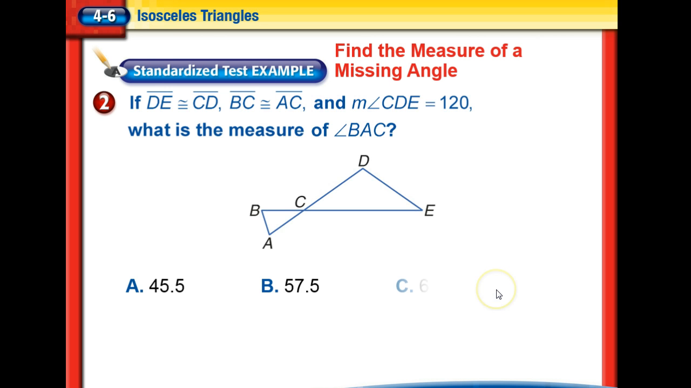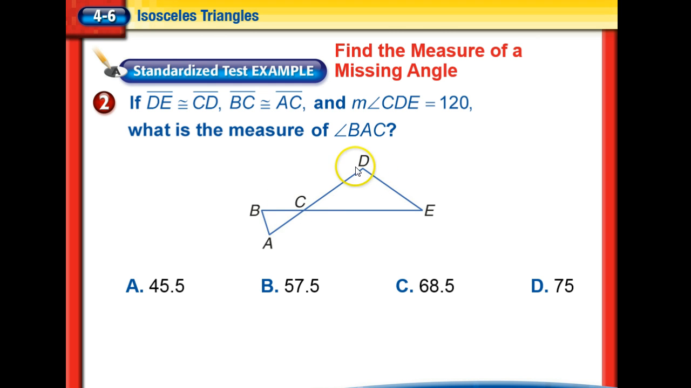Okay, here's another example, and this is an example that you should write down in your notes. Find the measure of a missing angle. If DE is congruent to CD and BC is congruent to AC, the measure of angle CDE, so CDE is up here, is 120. What is the measure of angle BAC? Okay, so we have an isosceles triangle over here. We have an isosceles triangle over here. And we know that this angle is 120 degrees.